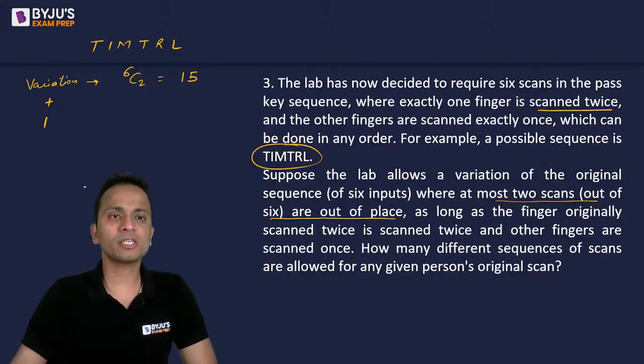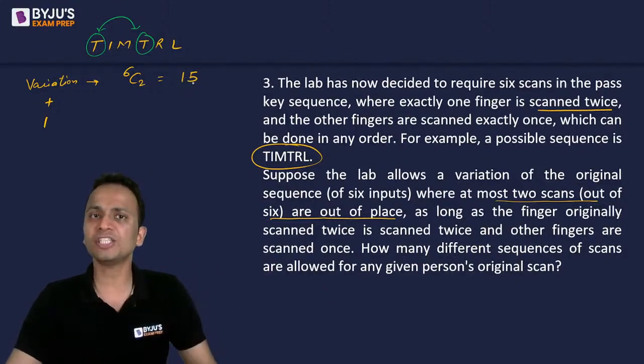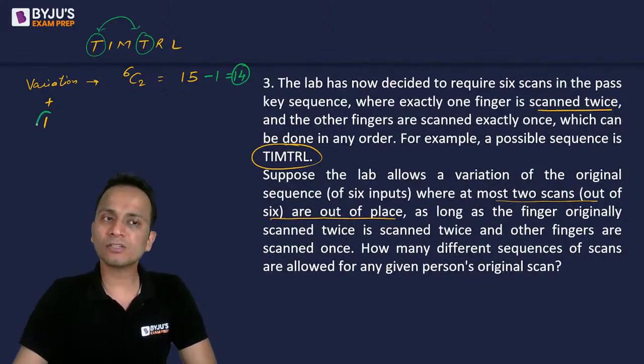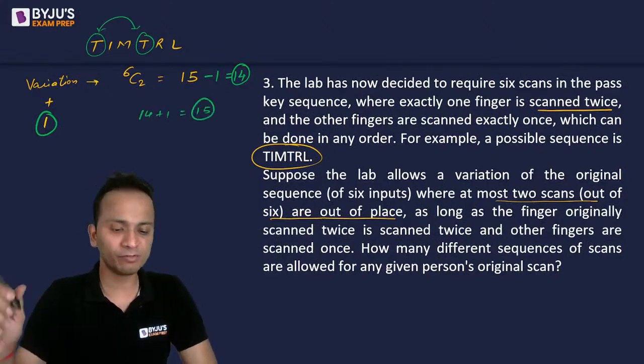But because these two fingers are the same, if I select both of them and interchange them, that will not give me a new variation. Okay, if both T are selected and interchanged, that will not give me any new sequence, so we have to subtract 1. So how many variations will there be? 14 plus the original sequence, so 14 plus 1, the correct answer should be 15 for this question.